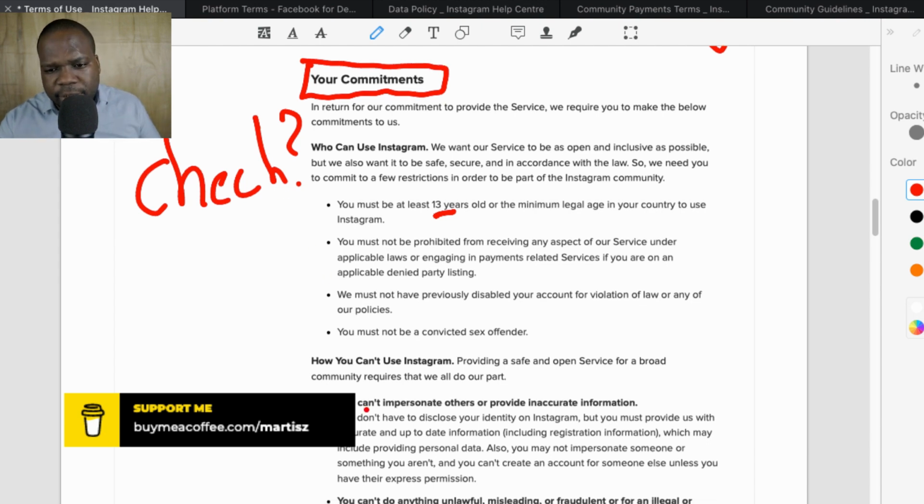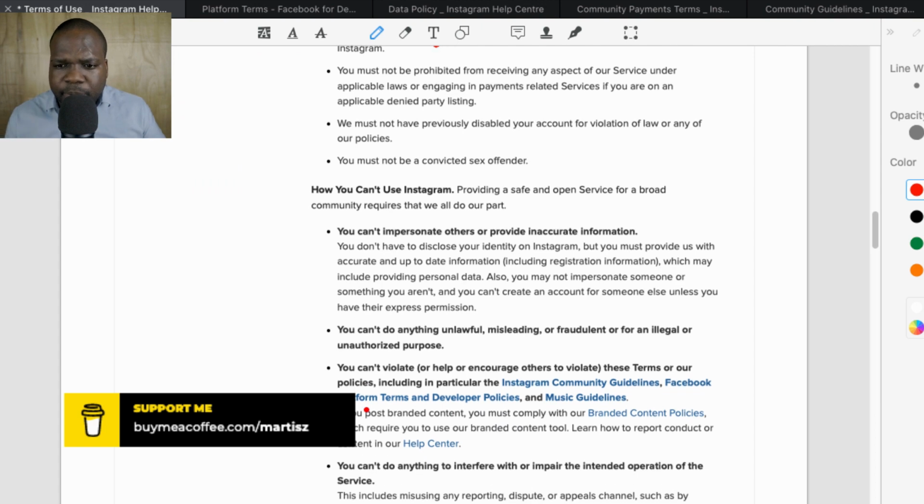How you cannot use Instagram? Providing a safe and open service for a broad community requires that we all do our part. Is this really safe, and open? Because everyone needs an account to use it, so it's not open. It depends on the definition of open. So these are the questions that you can ask yourself. And the broad community that we are all part of.